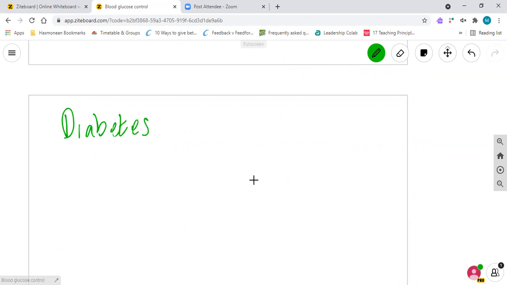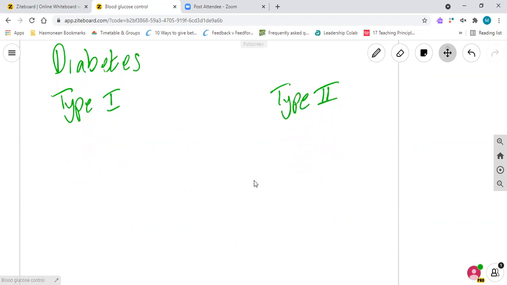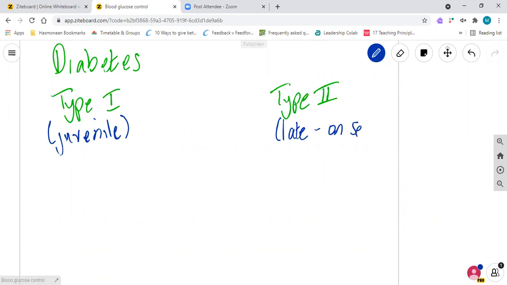So there are two types of diabetes. There's type 1 and type 2. Now, type 1, which is often called juvenile diabetes, because it tends to appear in childhood, either because it has started right early in childhood due to a genetic condition, or it appears slightly later. Whereas type 2 diabetes is late onset diabetes, it tends to appear in middle age and is linked often to obesity, but not solely linked to obesity.